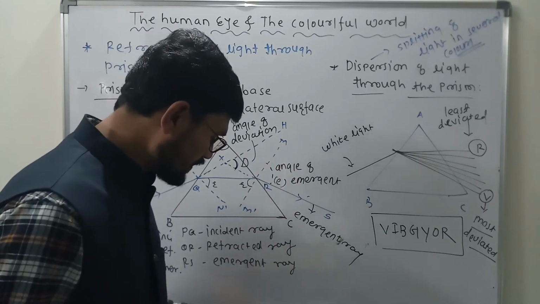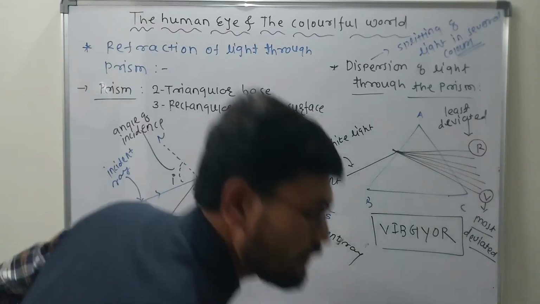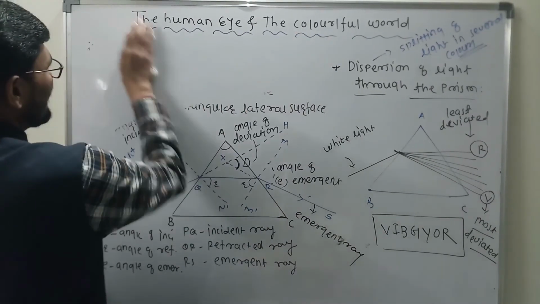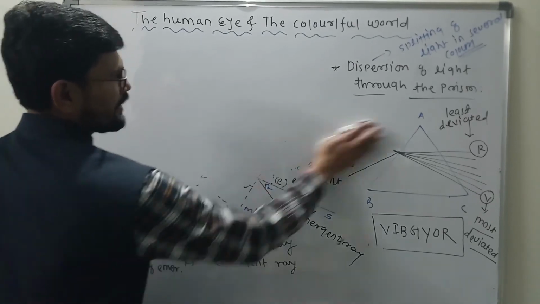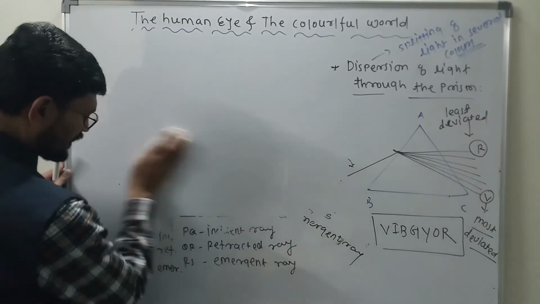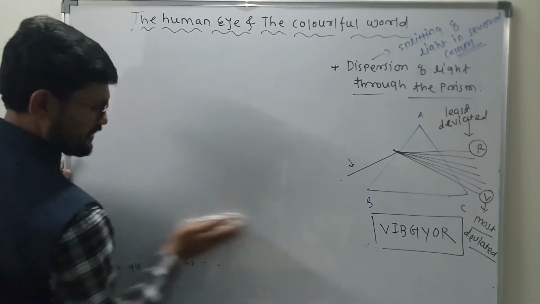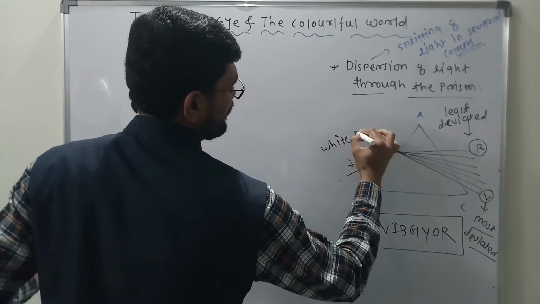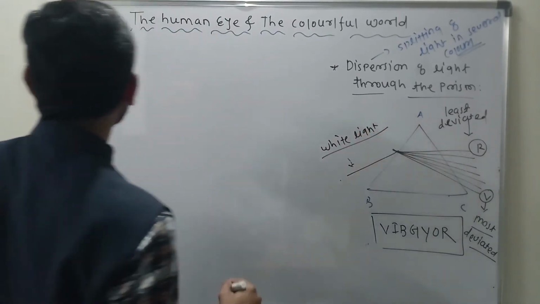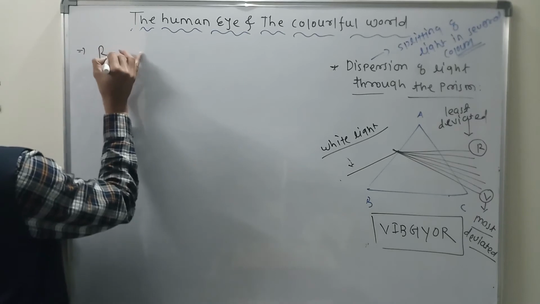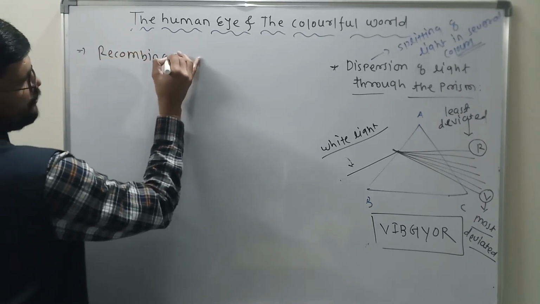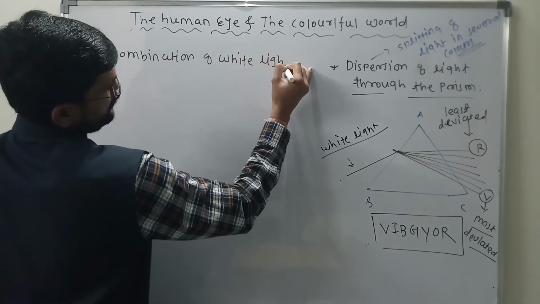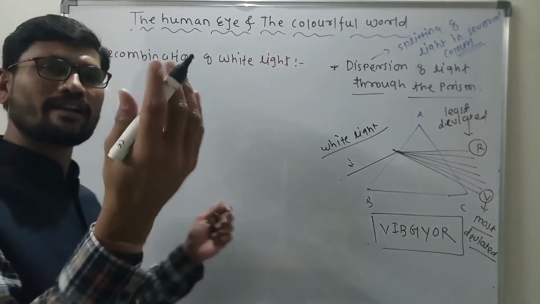So let us try to understand that concept, which is called the recombination of white light through the prism. How does the recombination of white light take place, let us try to understand. Clear, children? This one is the white light. Sir Isaac Newton explained this, called the recombination of white light. What happens? How is the white light going to be recombined?